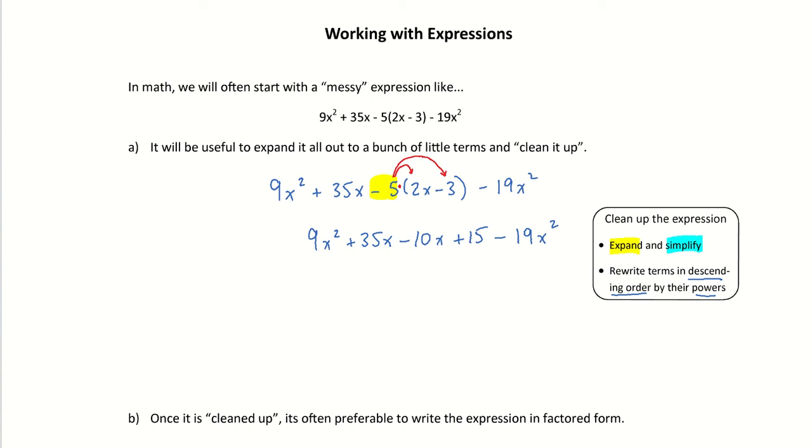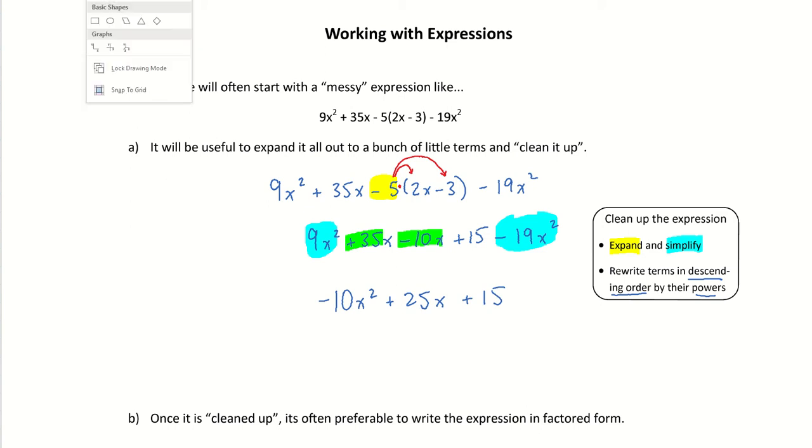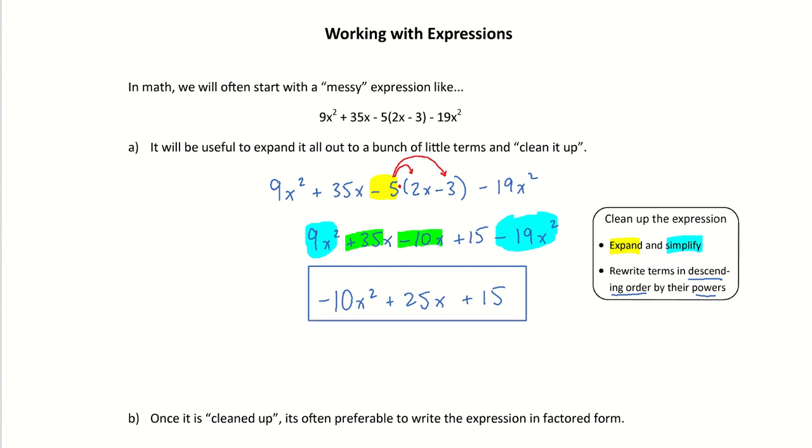In other words, in this case, the highest power is x squared, so we want that first. So positive 9x squared, negative 19x squared combine to negative 10x squared. And then we have positive 35x, negative 10x. That combines to positive 25x. And then the constant at the end is positive 15. So we've cleaned up the expression so it looks nice and neat. So that's what we call really just expand and simplify.